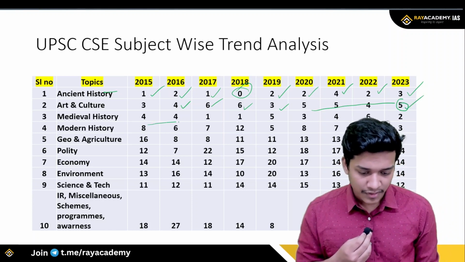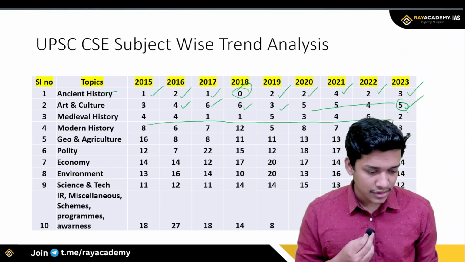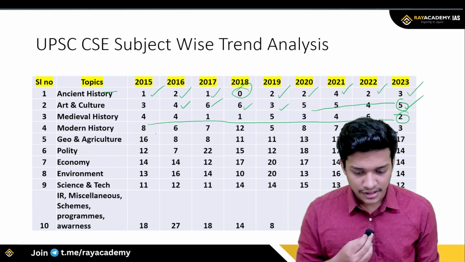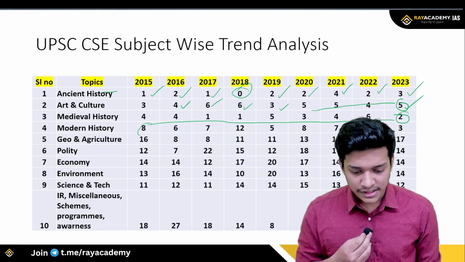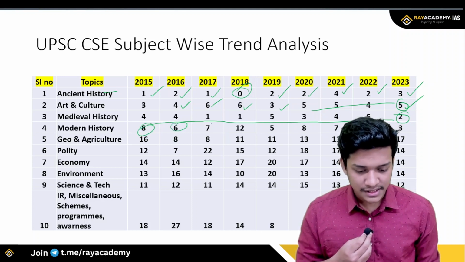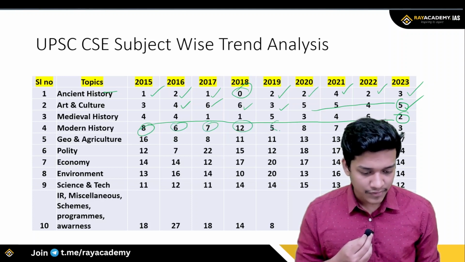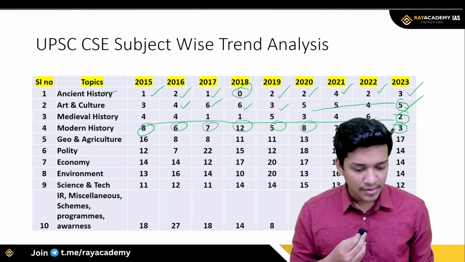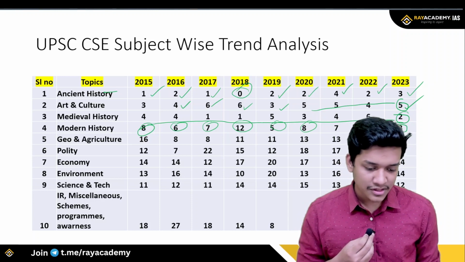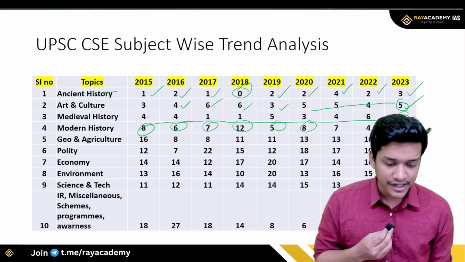Similarly, in the medieval history, you can see this is the chart, and in 2023 there were two questions. And then you can see the modern history, there were 8, 6, 7, 12, 5 questions, 8 questions. And 2023 there were 3 questions. But analyzing the previous year questions, we can see modern history has a good weightage.